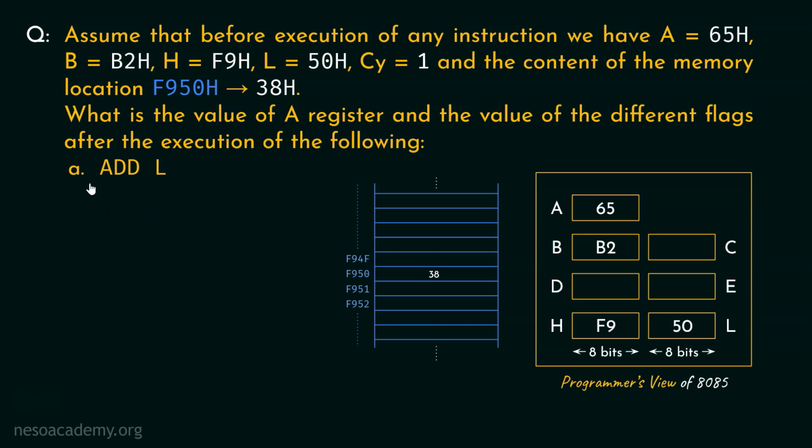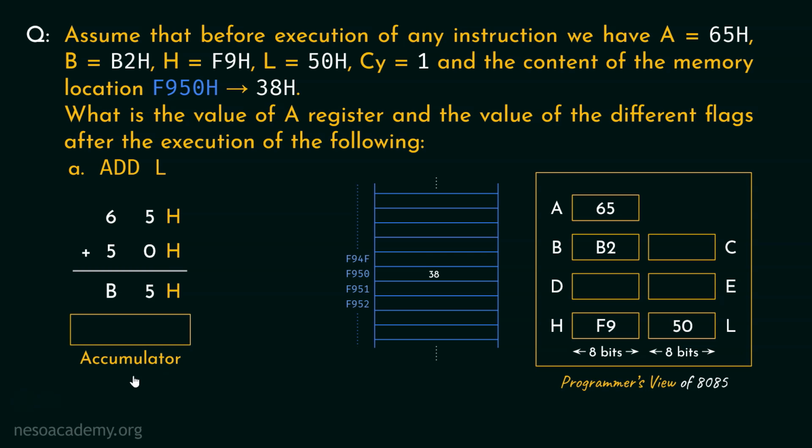Now we already know what this instruction will do. It will add the content of the L register, which is currently having the value 50, with the accumulator's content, which is 65. So we are going to perform the addition of 65H with 50H. Let's begin. 5 plus 0 will give us the result 5. What about 6 plus 5? 11 in decimal, but in hexadecimal it is B. Now we are supposed to find out the value of the A register. So after the operation, the value, that is B5, is to be loaded in the accumulator register.